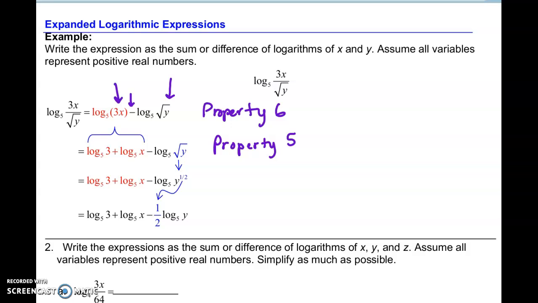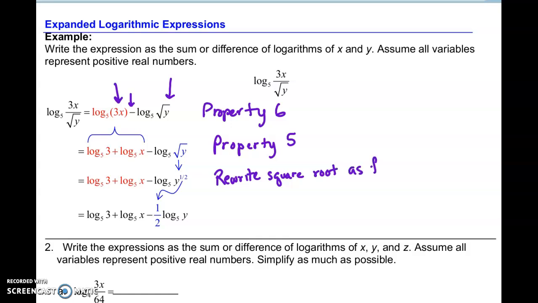I think our book calls it the product property for logarithms. The next one, in this step, they're focusing on the square root of y. Well, the square root of y can be rewritten as a power. So this is not one of the properties up above, but we can rewrite a square root or any radical as a rational exponent.